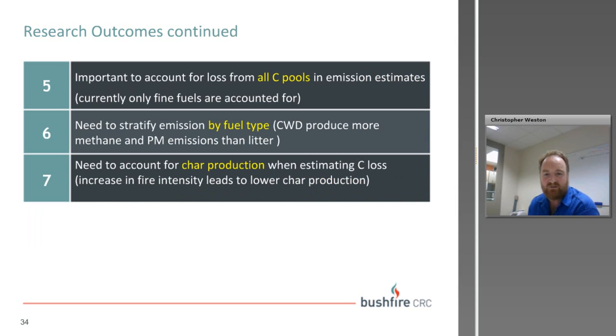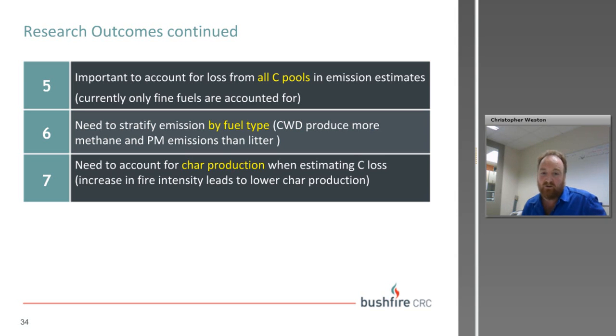And we also established that it's important to account for loss from all carbon pools in emissions estimates. Currently, Australia's international reporting of fire emission losses from forests at a national level is based on an estimate of fine fuels only, but we now know that it's important to account for coarse fuels as well to provide a more complete picture of carbon losses and emissions.